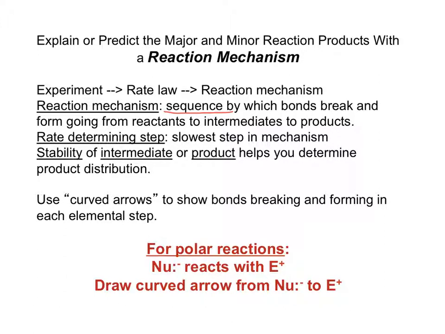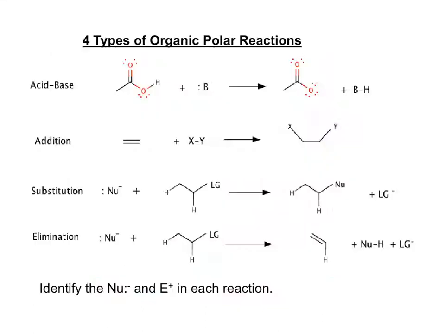We're going to use curved arrows to show how those bonds break and form. Most organic reactions are polar reactions, so we will want to identify the nucleophile and electrophile and then draw a curved arrow from the nucleophile to electrophile to show bonds breaking and forming.